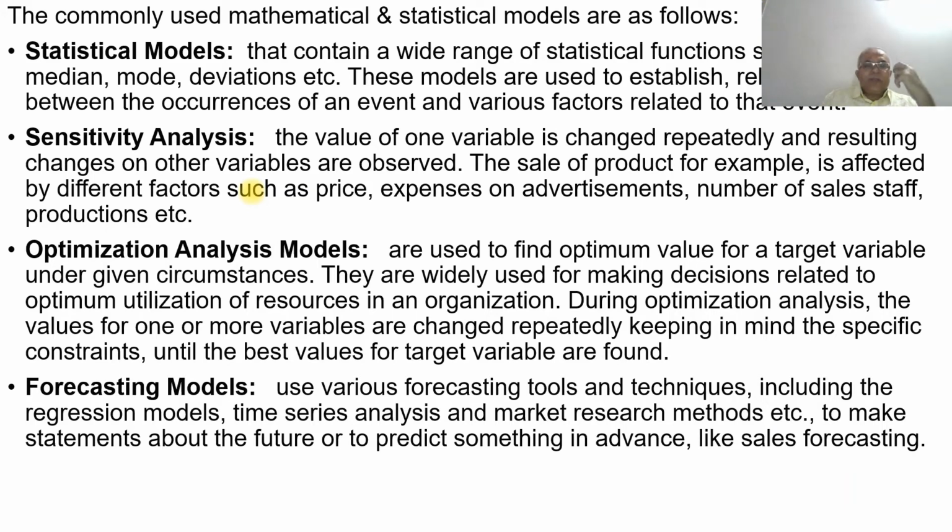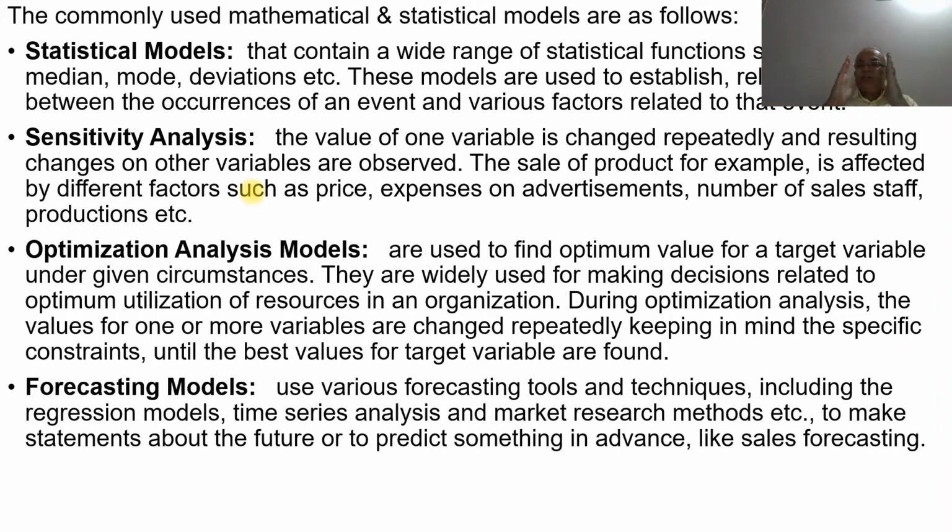So these are the various factors which play a major role in the sale of the product. Then come the optimization analysis models. These are used to find the optimum value for a target variable under given circumstances. They are widely used for making decisions related to optimum utilization of resources in an organization. So what is that optimum utilization? That is the minimum number of resources used so that you get the maximum output. That is the optimum value.